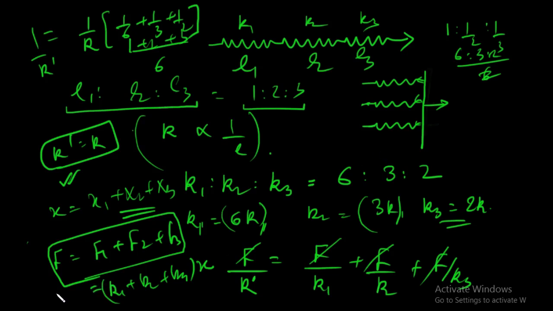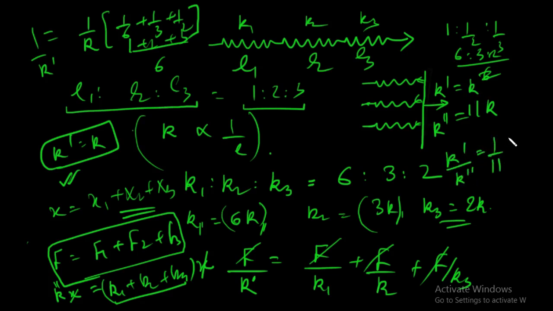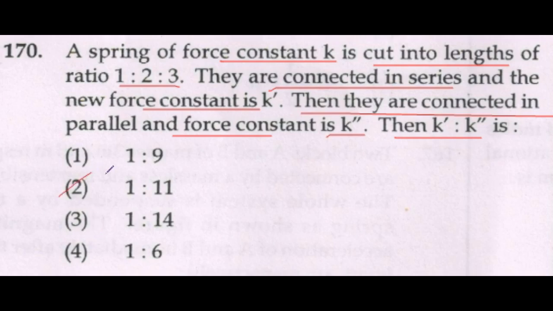So the net force F would be equal to K double dash into X. Since the displacement is the same, it cancels out. K1 plus K2 plus K3, where K1 was 6K, gives 6 plus 3 plus 2, 11. So 11K equals K double dash. And K dash was K. So K dash divided by K double dash would be equal to 1 by 11. This is the answer. So option B would be the answer, 1:11.